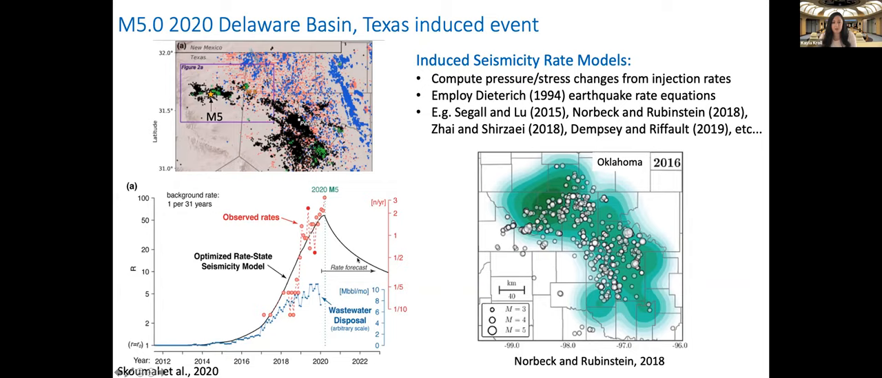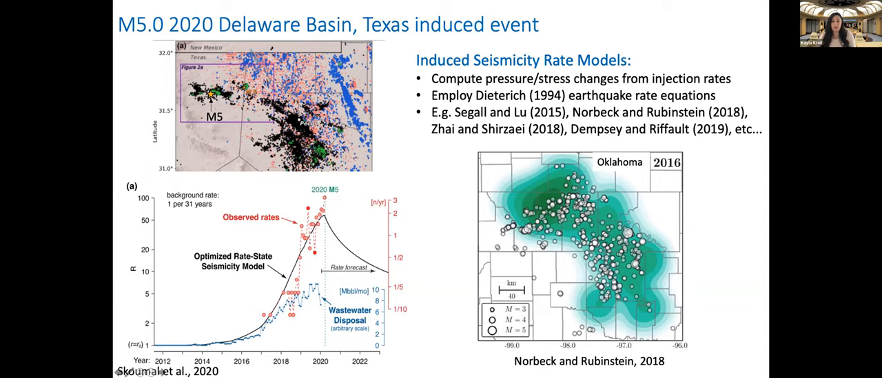Methods like this can also be applied to generate spatial forecasts of seismicity rates as well, as demonstrated by Norbeck and Rubinstein. And also I should just mention, there's a number of groups that are currently working or have worked with similar methods, and Jim will be talking about those methods in detail next.